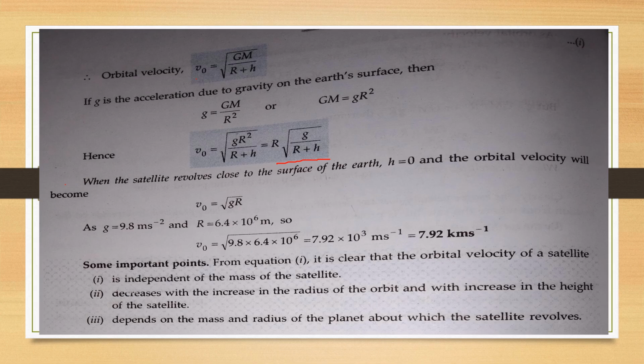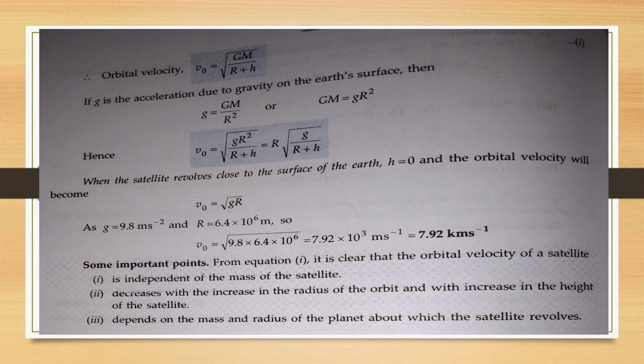Now we are looking next at a special case, when the satellite revolves close to the surface of the Earth. It means that for this case h is equal to 0. So we can take h is equal to 0 in this equation. So when h is equal to 0, we get another equation: v0 is equal to under root of gR. So this is the equation for the orbital velocity when h is equal to 0, or we can say when the satellite revolves close to the surface of the Earth.